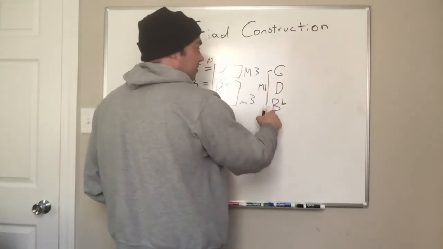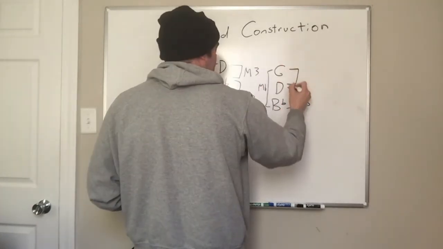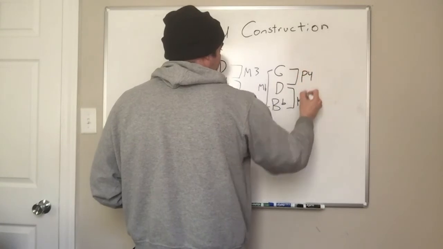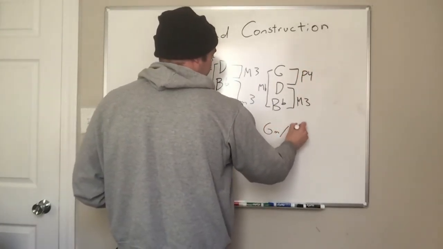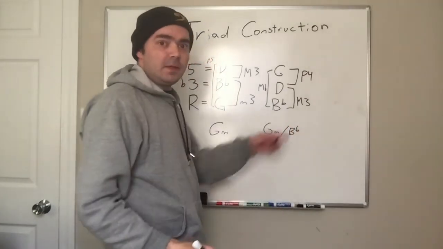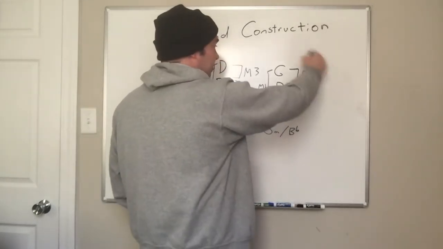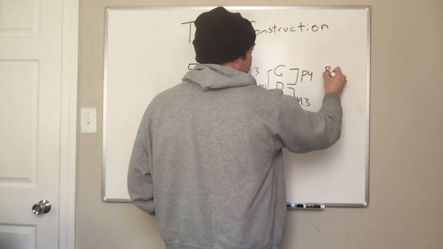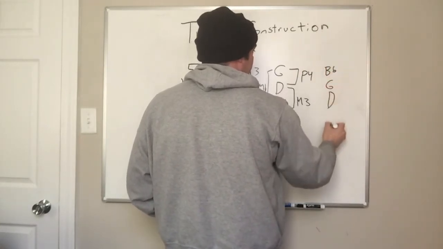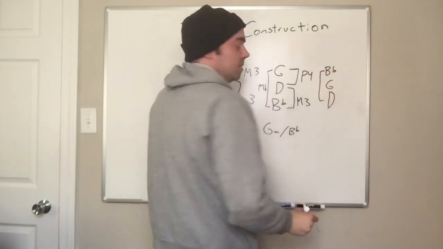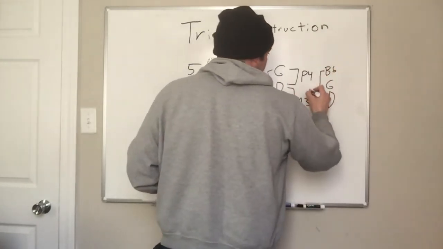That's a major 6th from B flat to G. D to G is a perfect fourth for your G minor over B flat. Last one, B flat goes to the top: B flat, G, and D. D to B flat is a minor 6th.